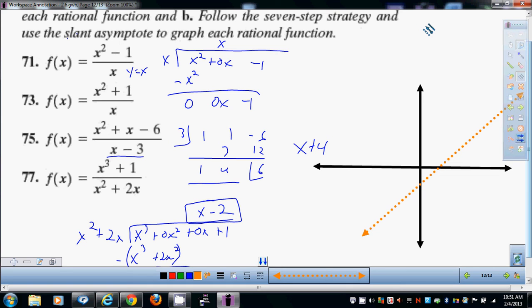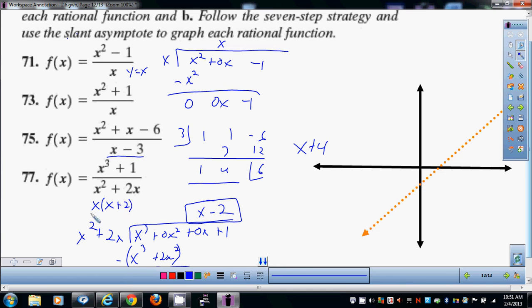It's not that bad. This one, what's going to make this guy equal to 0? What could I factor out of this? X. Leaving me with x times x plus 2, right? So what are my vertical asymptotes? Negative 2 and 0. Very good. So at 0, at negative 2. Now, there's my asymptotes. I just have to graph around it.